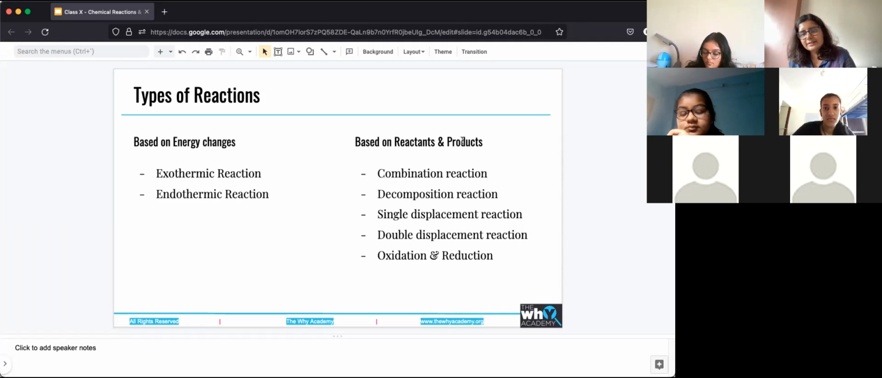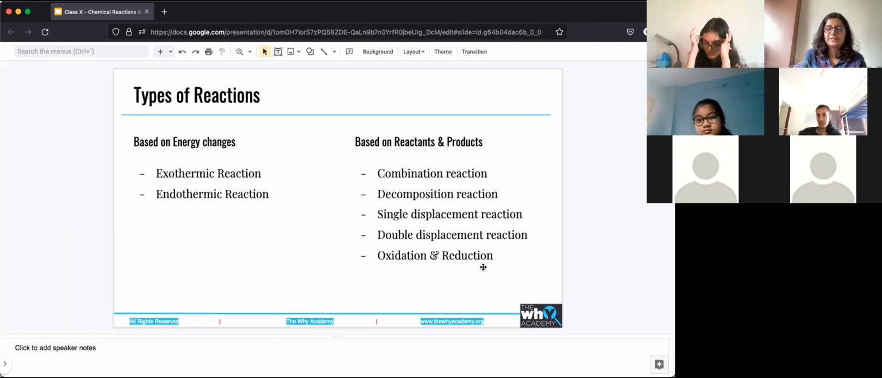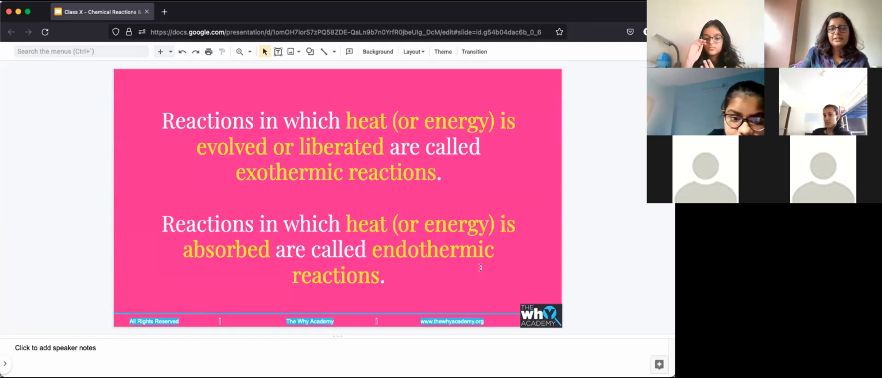And based on reactants and products, we have combination, decomposition, displacement reactions, and oxidation reduction is based on like the transfer of electrons. Like is there electrons being lost by an element, gained by an element, all of that. Okay, so we'll look at this each one by one.